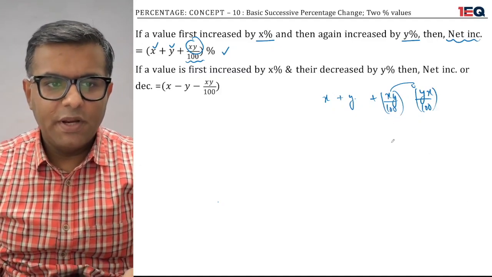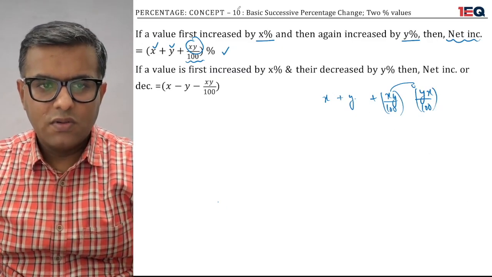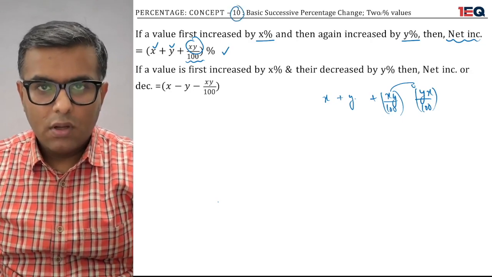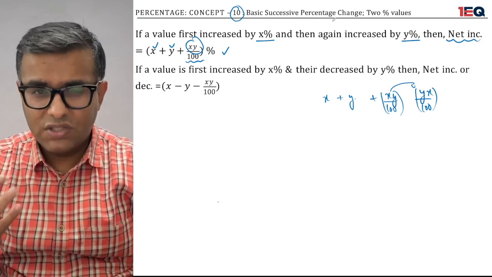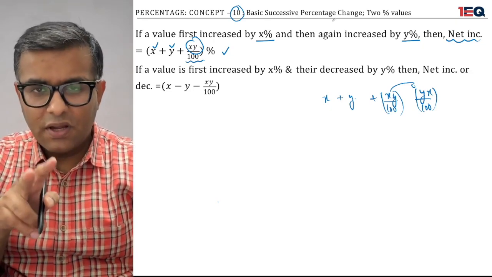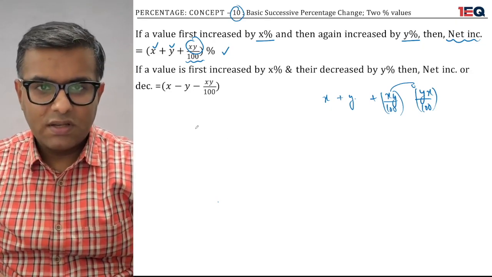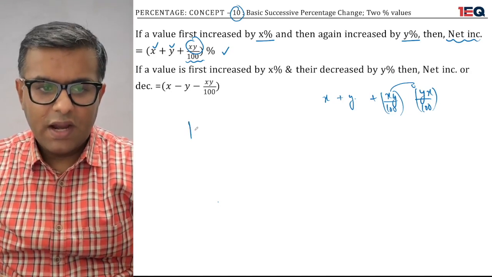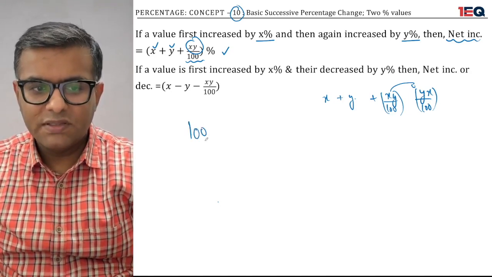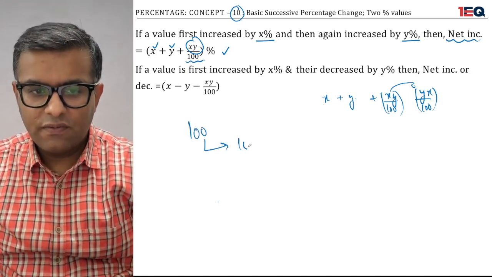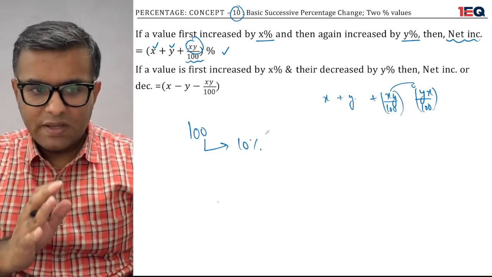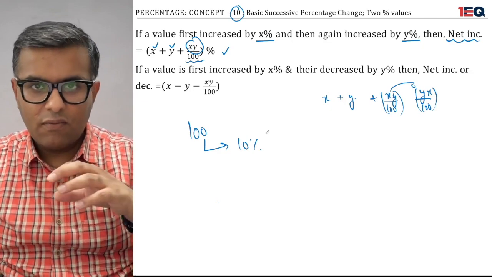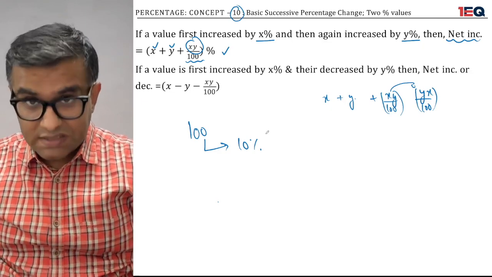Hi, hello everybody. So we are now sitting at concept number 10. Concept number 10 talks about basic successive percentage change and it's working on two values. So what's really happening here is this, that if you have something for 100 rupees and you bring a change of 10% in it, what's the new value?